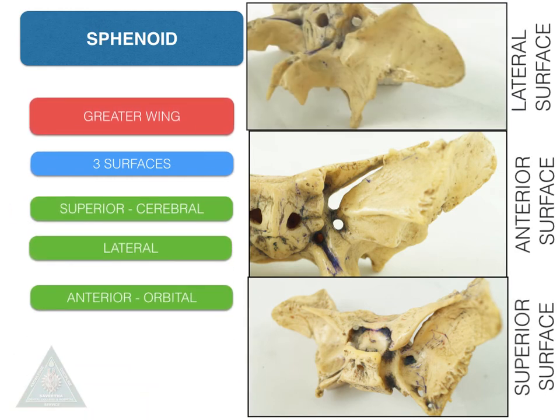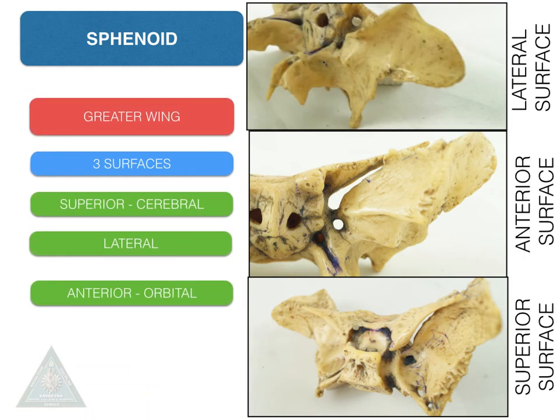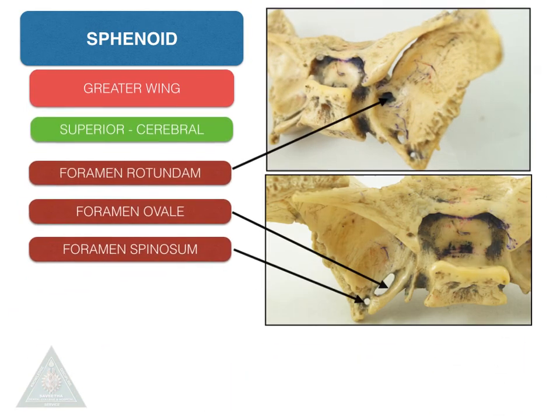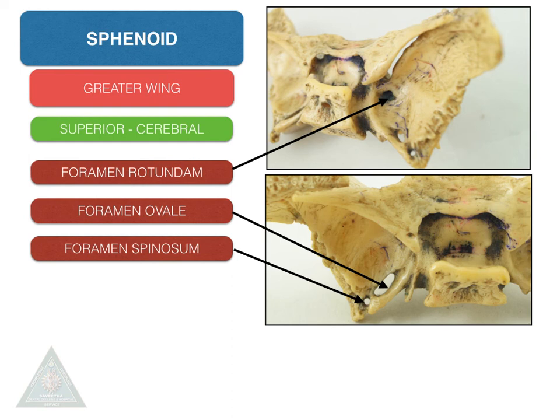The surfaces present in the greater wing are the superior cerebral surface, the lateral surface, and the anterior orbital surface. Moving on to the superior cerebral surface, it forms part of the middle cranial fossa and it lodges the temporal lobe of the cerebrum. The main features seen here are the foramen rotundum, which transmits the maxillary nerve.